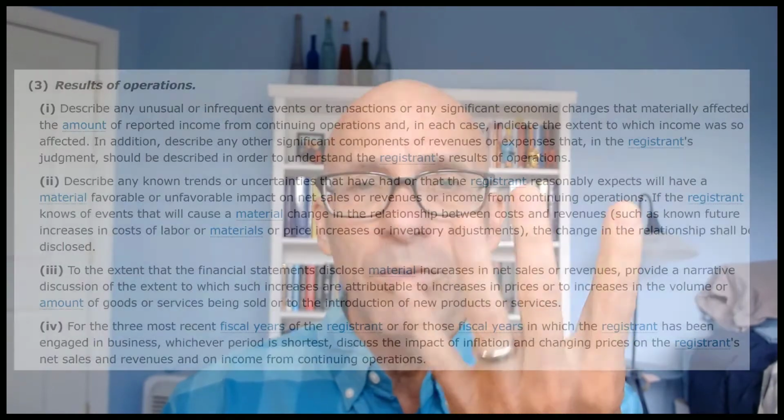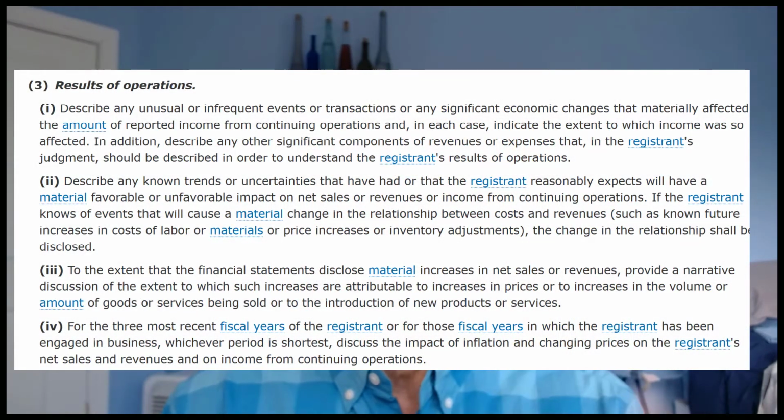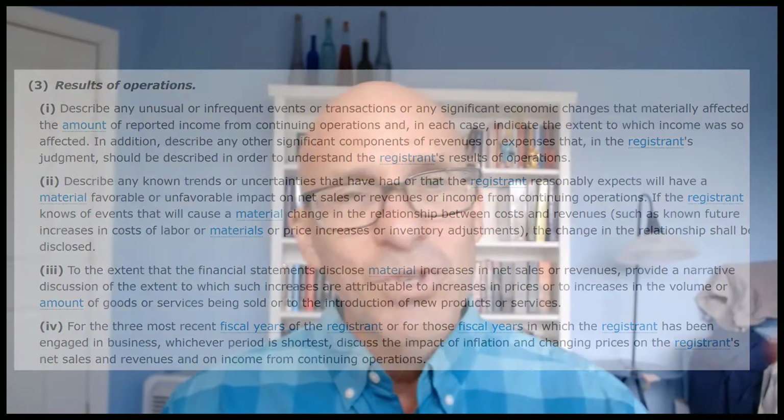Results of operations. So for the results of operations, item 303A3 has 4 specific disclosure requirements: unusual events, known trends and uncertainties, narrative about material changes in sales and revenue, and then how inflation and changing prices is impacting your company. Known trends and uncertainties will be a big player here.